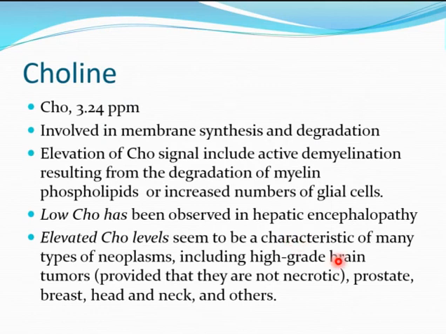Regarding choline, it resonates at 3.24 parts per million. It involves the membrane synthesis and degradation. So when there is choline, there is membrane. Increased choline, increased membrane. Decreased choline, decreased membrane. Okay? Elevation of choline signal indicates active demyelination, resulting from degradation of myelin phospholipids or increased number of glial cells. Low choline has been observed in hepatic encephalopathy, while elevated choline seems to be characteristic of many types of neoplasms, including high-grade brain tumors, prostate, breast, head, neck, and others, because neoplasms have more cells indicating more membrane, so the choline will increase.